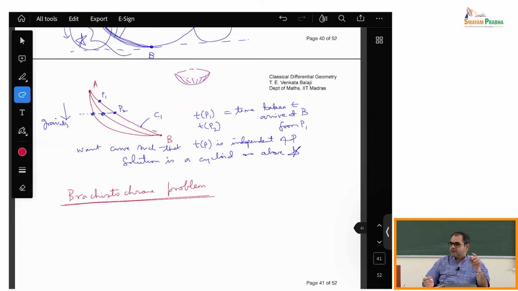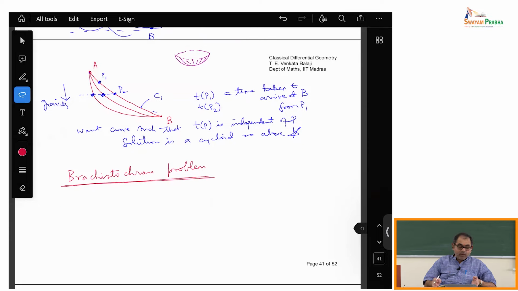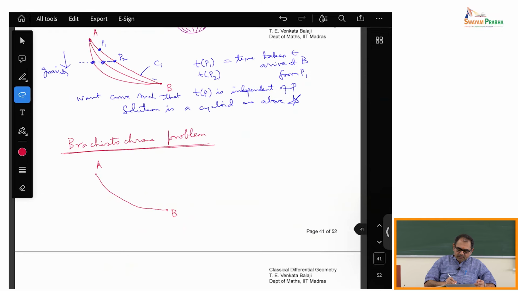Brachistos is supposed to be quick, chronos is of course time. What happens here is, again you have a point A and a point B, and you are trying to find a curve. You can draw many curves. The idea is that I have an object here at A, moving to B. I want it to move from A to B under the influence of gravity.